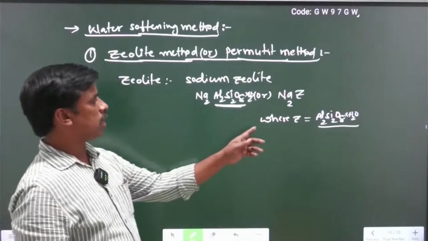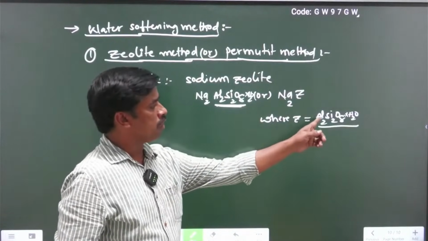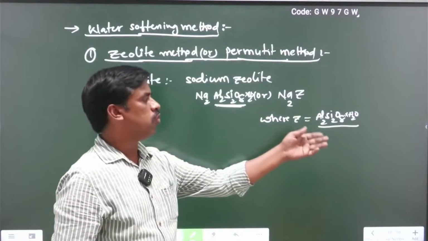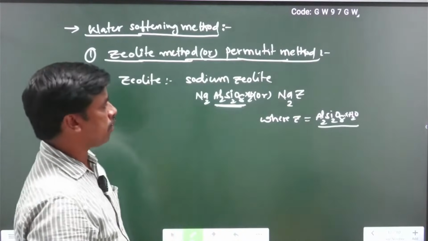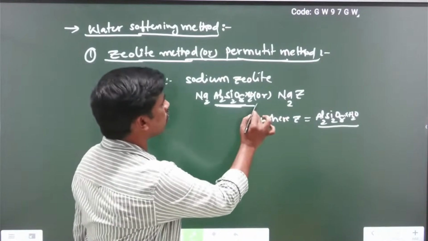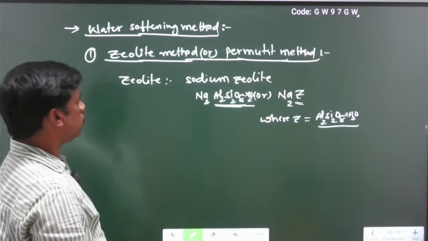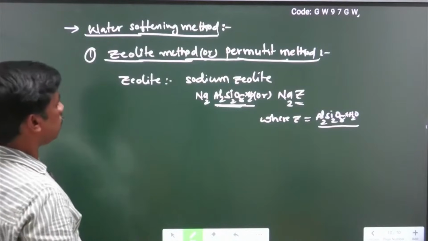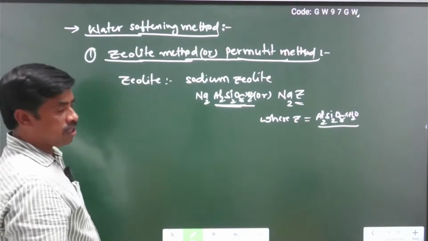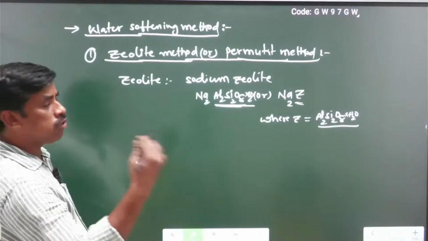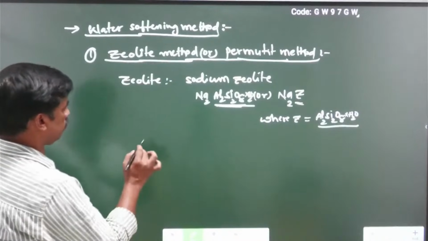Every time we don't write the formula Na2Al2Si2O8·XH2O, because it is difficult during the chemical reaction. This complete term we treat as Z. We collect the water from the source, and that water we need to enter into the zeolite process.